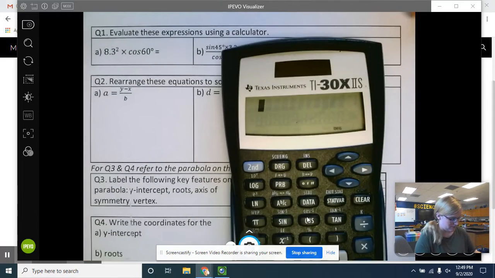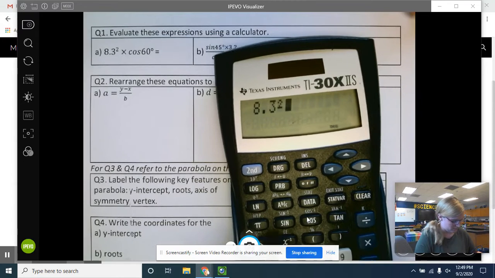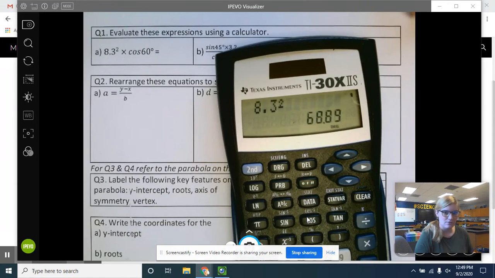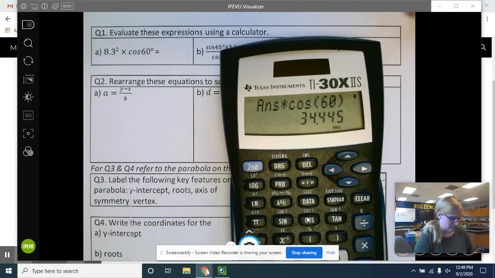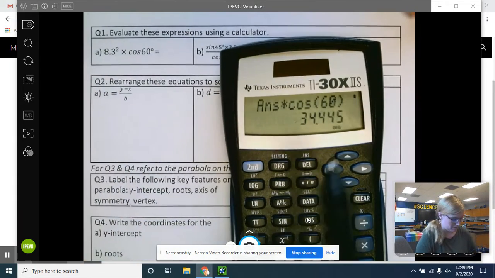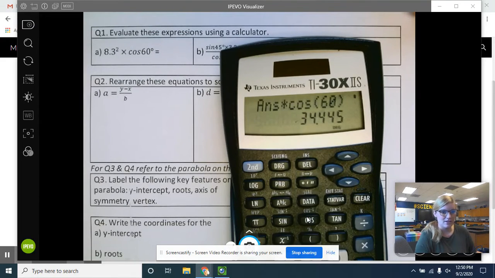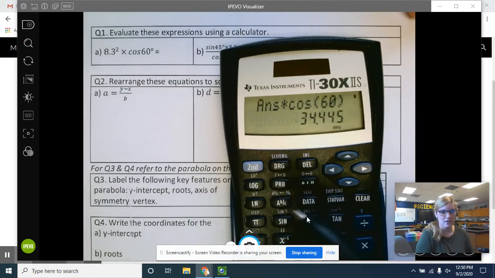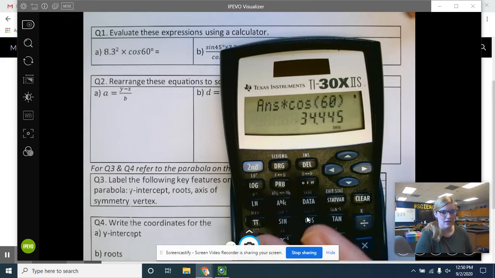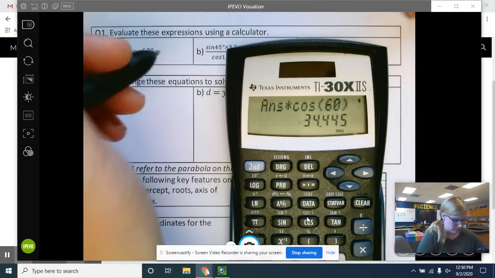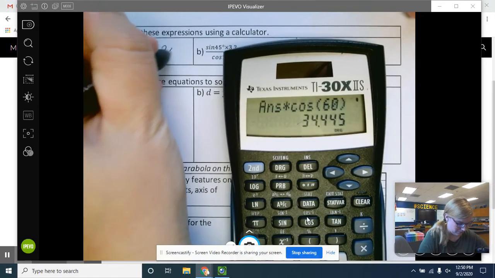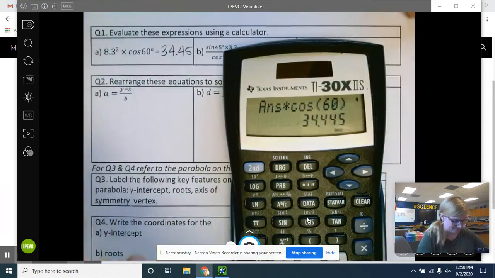So for this first one, I can do 8.3 squared, hit enter, and then times the cosine of 60. Oops. And it'll give me the right answer. You have to remember a couple things. You have to remember that your calculator is in degrees and make sure that you're pressing enter after each step. Otherwise, what it might do is actually associate your cosine of 60 with your exponent. Now, it won't on these TIs, but if you have a different calculator, that is actually always a problem that some people have had in the past.